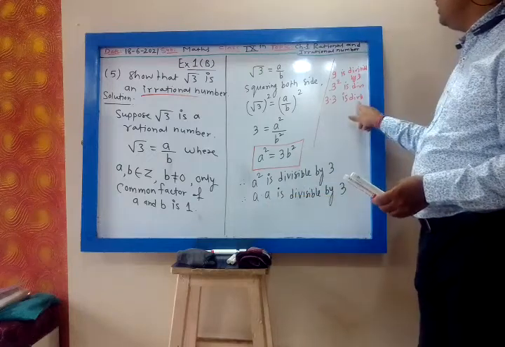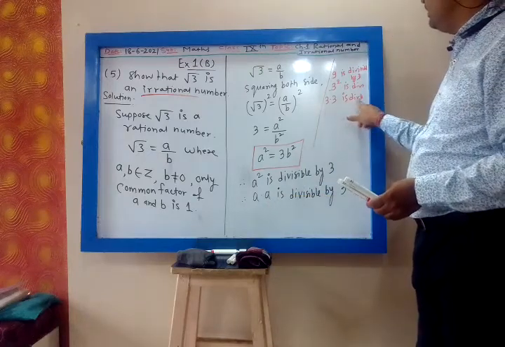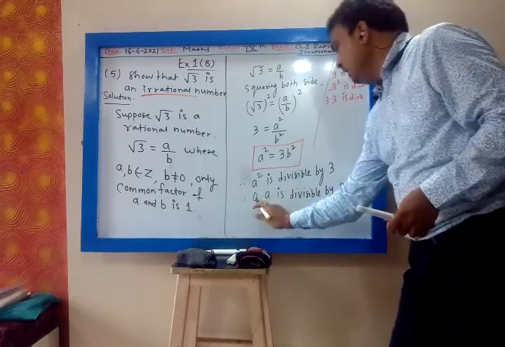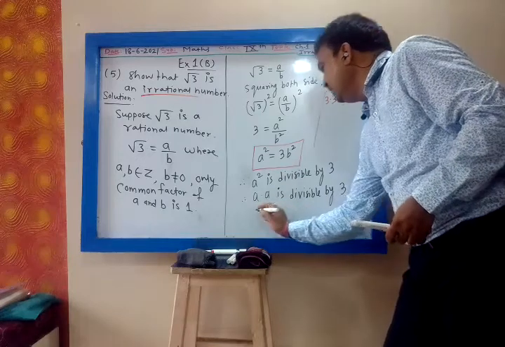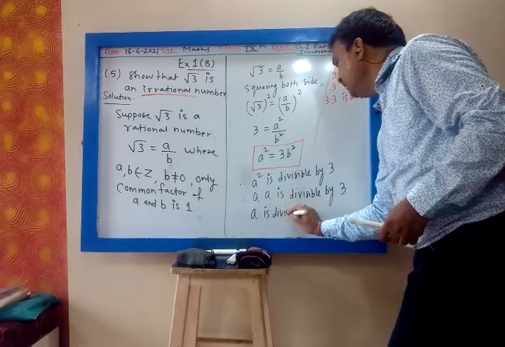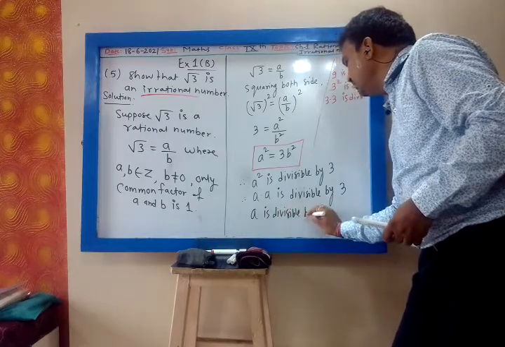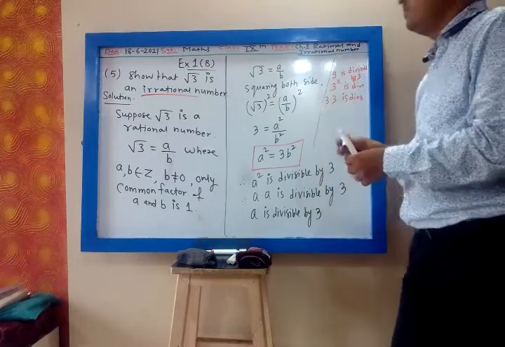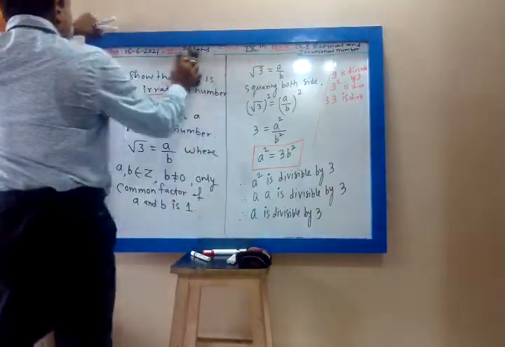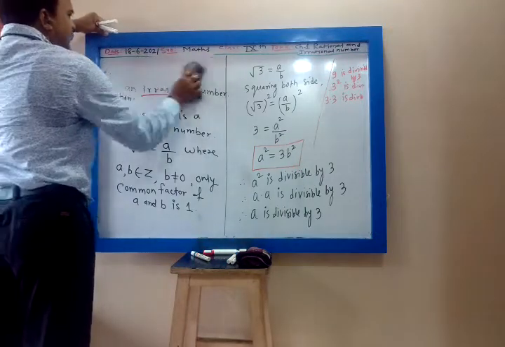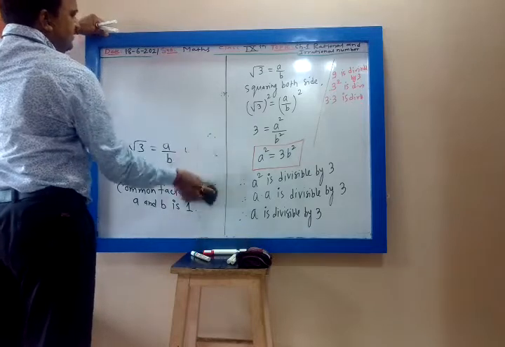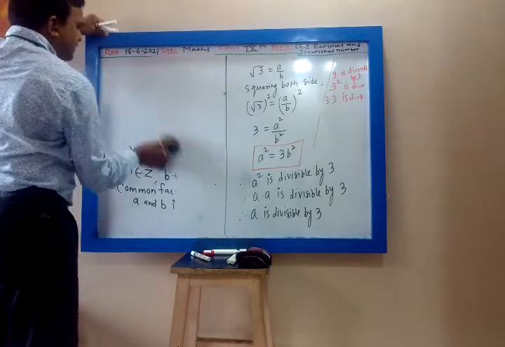3 into 3 is divisible by 3 means 3 is divisible by 3, and 3 is divisible by 3. Each one of them is divisible by 3. So a square, a into a, is divisible by 3 means a is divisible by 3. So if a square is divisible by 3, that means a is divisible by 3. Is it clear? This logic is clear. 9 is divisible by 3. What is 9? 3 square. So if 9, 3 square, is divisible by 3, that means 3 is divisible by 3.